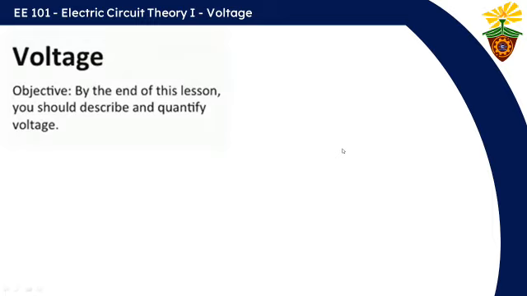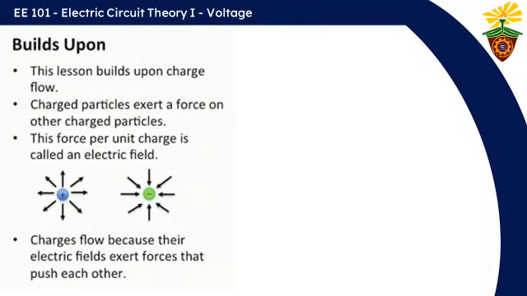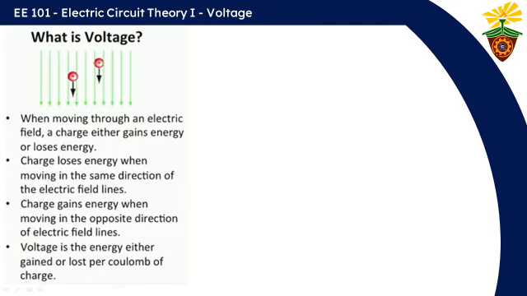Remember that charged particles exert a force on other charged particles. The charges that you see here, positive and negative, have electric field lines that point towards the negative charge and away from the positive charge. So the force per unit charge is called electric field. And remember, the charges flow because their electric fields exert forces that push each other. So these electric fields that are pushing the charge will help us to define voltage.